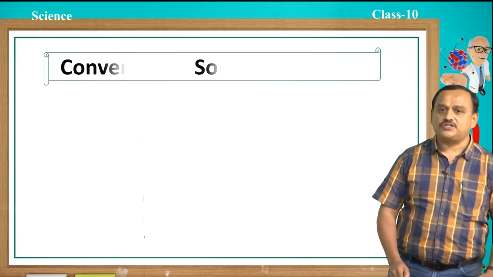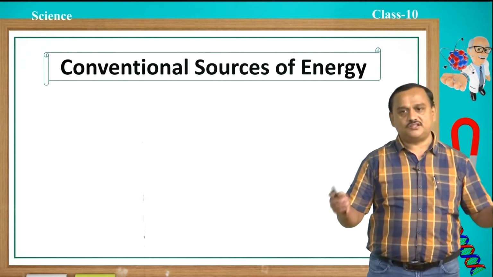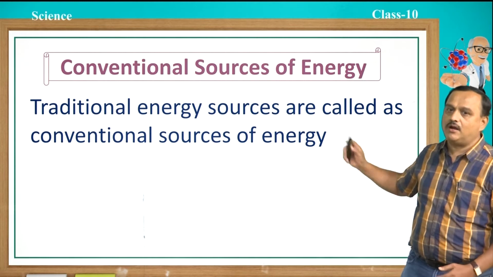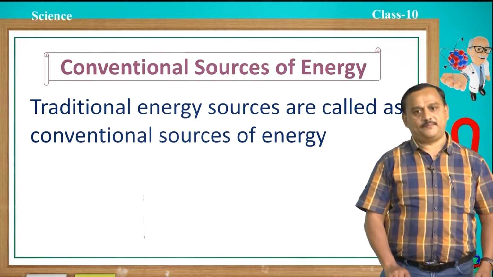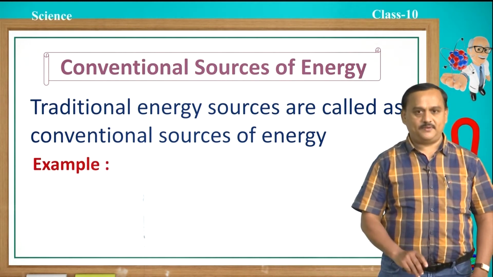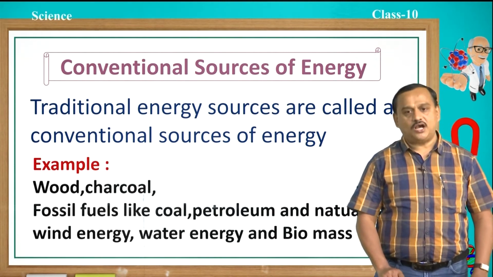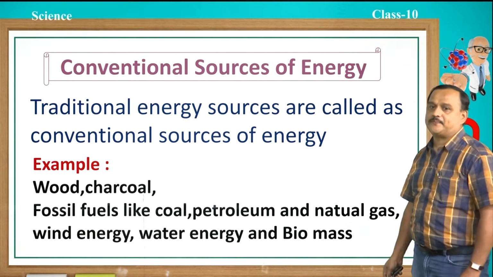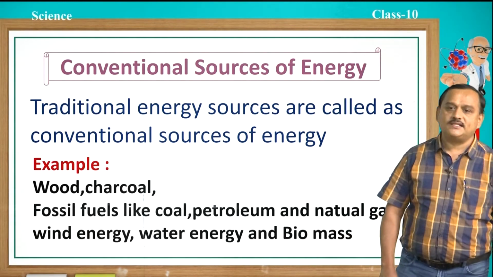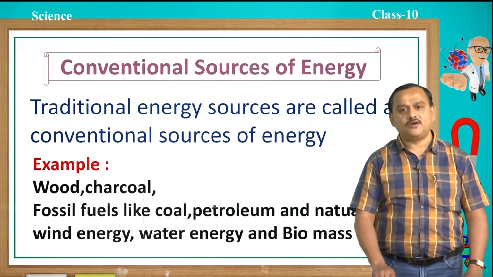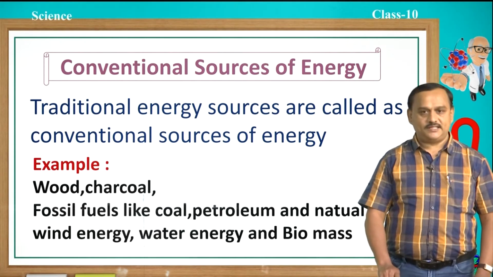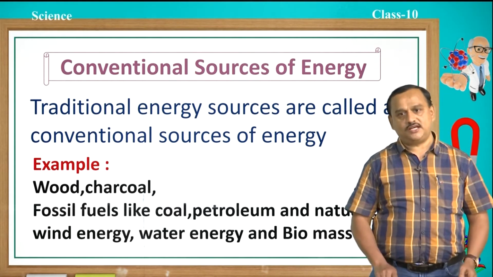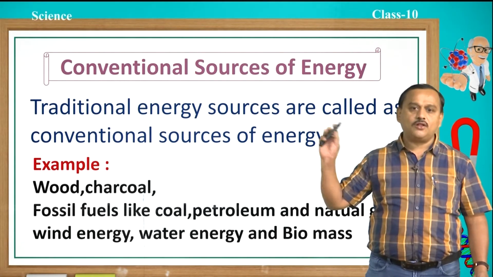The first and foremost energy sources are conventional sources of energy. The traditional energy sources are called conventional sources of energy. Let me give an example. Wood, charcoal, fossil fuels like coal, petrol and natural gas, wind energy, water energy and biomass are all examples of conventional energy. Conventional energy means these are the energy sources we have been using since long.